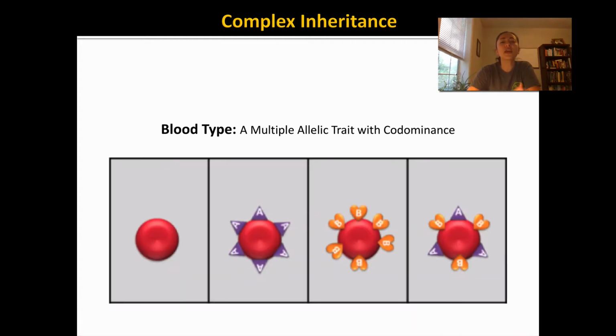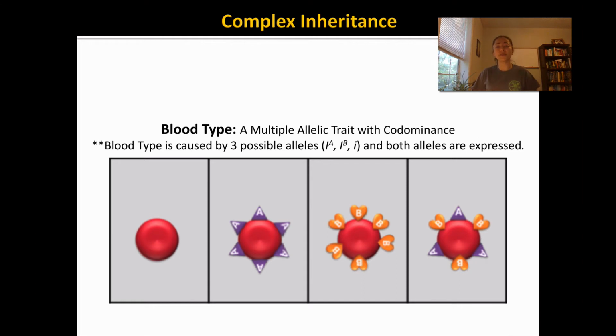Blood type is known as a form of complex inheritance, which is caused by multiple alleles. Previously, when we were talking about simple genetics, there were only two variations of a gene that were possible, a dominant allele or a recessive allele. But there are certain traits that are caused by more than two variations of a gene. There could be maybe 3 or 4 variations of a gene that could exist within the population. And blood type is one of these. Blood type is actually caused by 3 possible alleles.